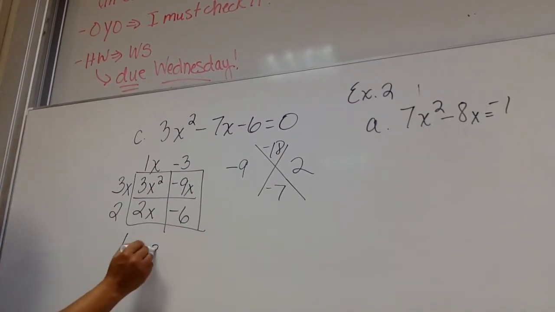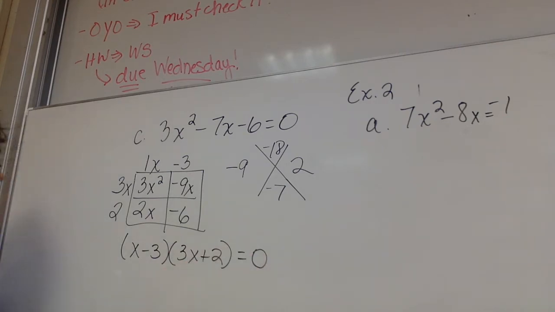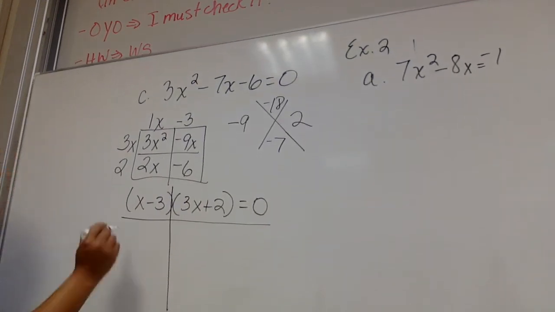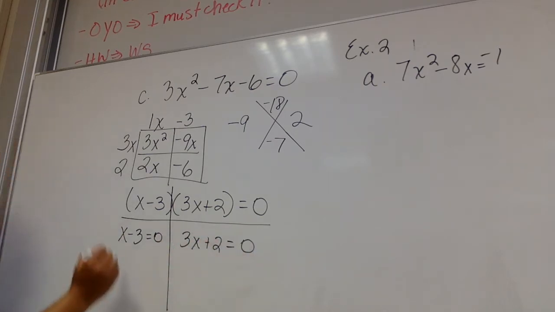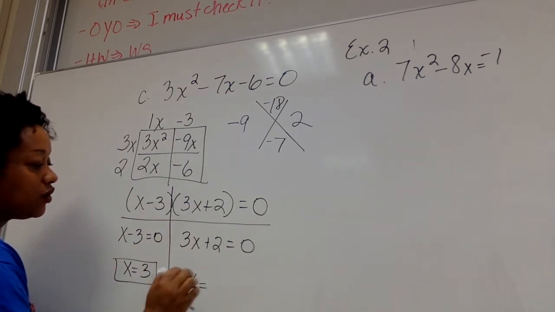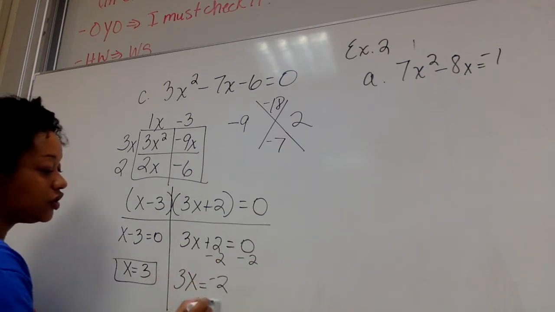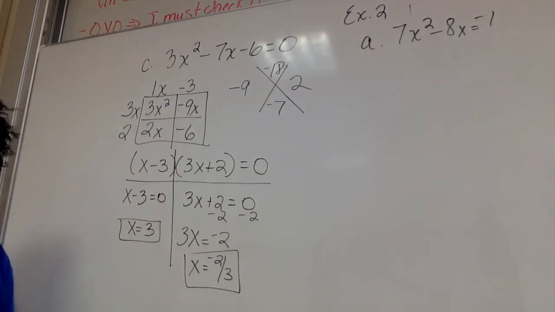Here's my first binomial. Second binomial. Set it equal to 0. Do your little cross. Separate the binomials. And set each one equal to 0. Right? My first solution, x equals 3. My second solution, x equals, let's see, I subtract 2 on both sides. 3x equals negative 2. Second solution is negative 2/3. There you go. Oh, can you see that? Sorry. There you go. So example 1, generally, like I said, 80% of the time, this is what your examples are going to look like.